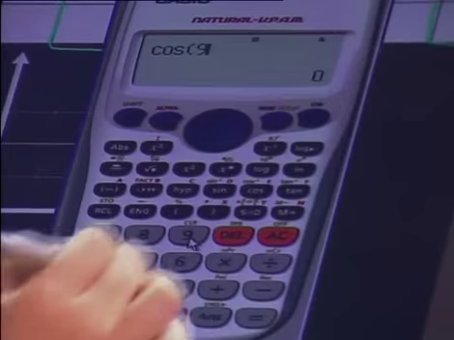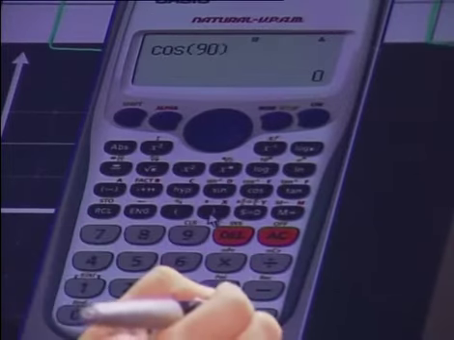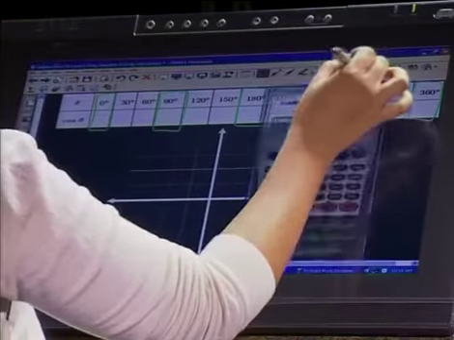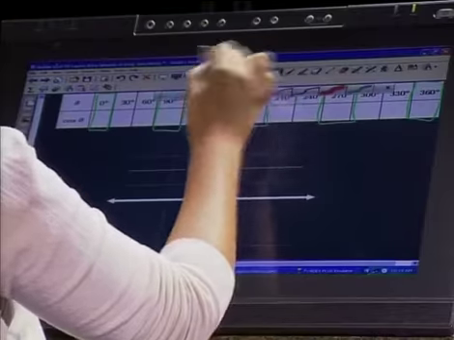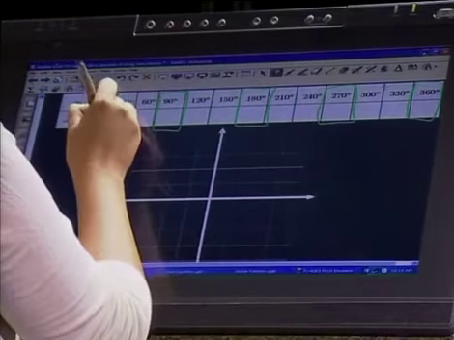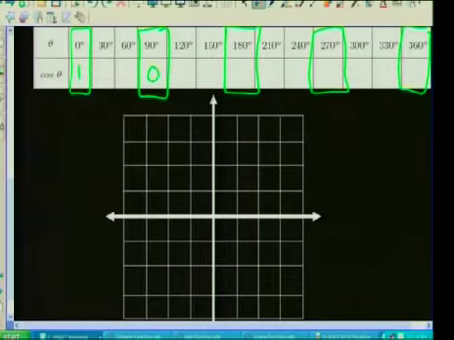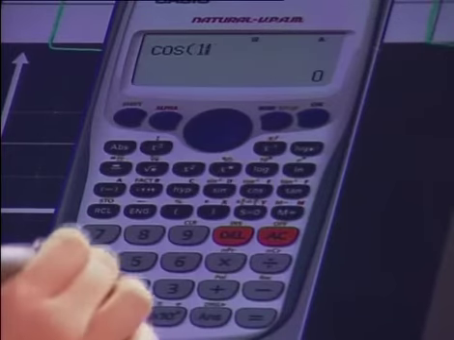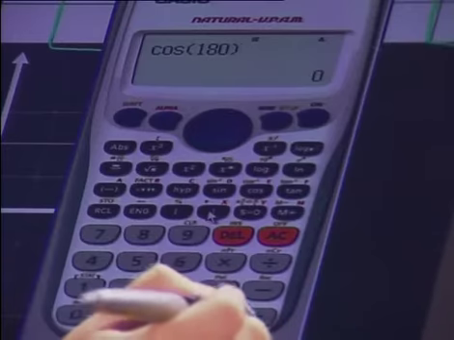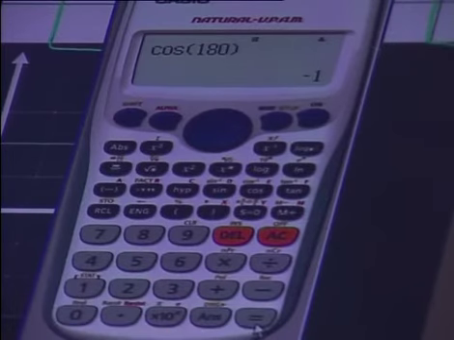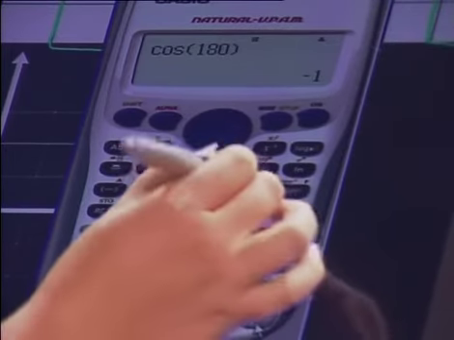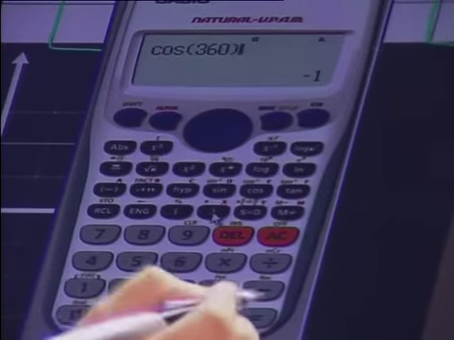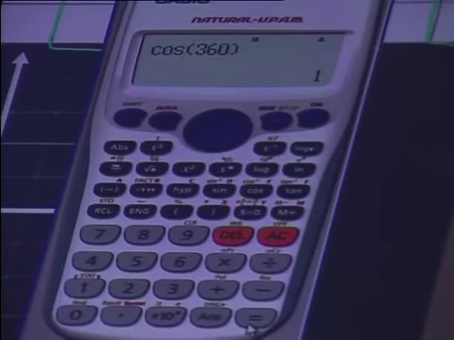And cos 90, also another special angle, so you should know this answer as well. You should know that that is a value of 0. So let's fill that in the meantime. Okay, so we know that that's a value of 1. This is a value of 0. And let's see what cos of 180 degrees is equal to, -1. Okay, and then lastly, cosine of 360 degrees. What does that give us? And it gives us a value of 1.